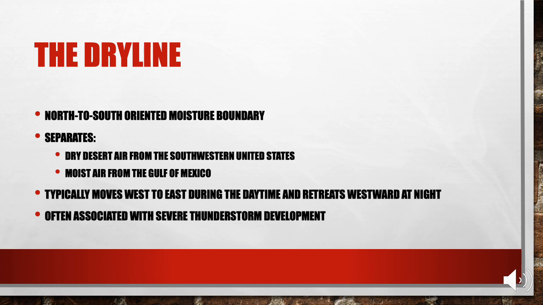The dry line doesn't always move like a typical front does, but instead, it often moves west to east during the daytime and retreats to the west at night. We talk a lot about the dry line in Oklahoma and Arkansas during the springtime, and sometimes in the fall, because it's often a boundary that leads to severe thunderstorm development.